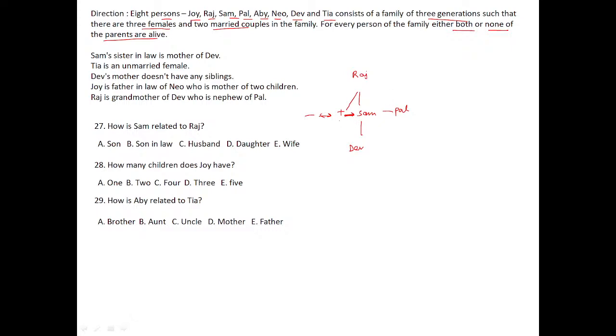So one thing also you have to understand is that there are 8 persons. So 1, 2, 3, 4, 5, 6 persons are already there. So Joy is the father-in-law, maybe here. If Joy is here, who is the father-in-law of Neo, who is the mother of 2 children, maybe this Dev or someone else. Tia is an unmarried female, so more inclined to think Tia may come in the 3rd generation here. So if this is the case, then Dev's mother does not have any sibling. Okay, Joy is the father-in-law of Neo.